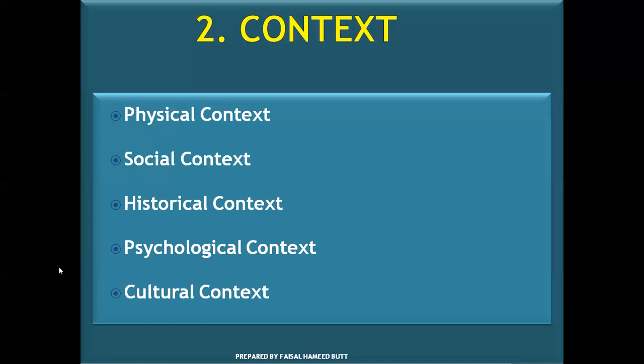So your culture, the same action in a different culture, can give you a different meaning. So that was our cultural context. So we talked about 5 different contexts. That was our second component or element of the process of communication.